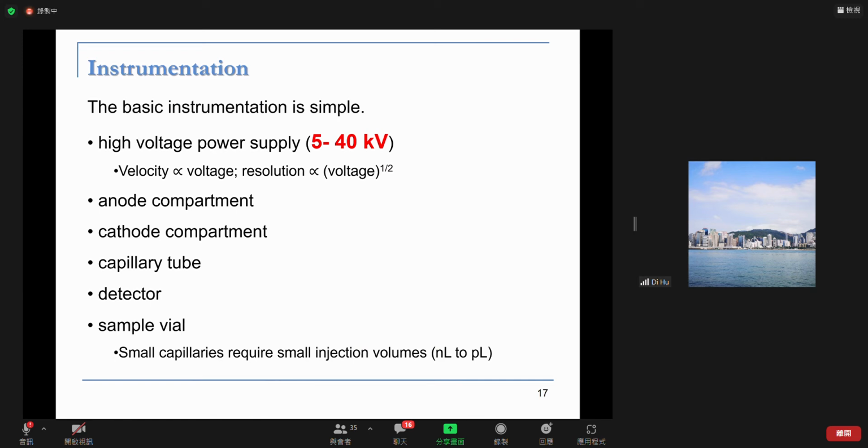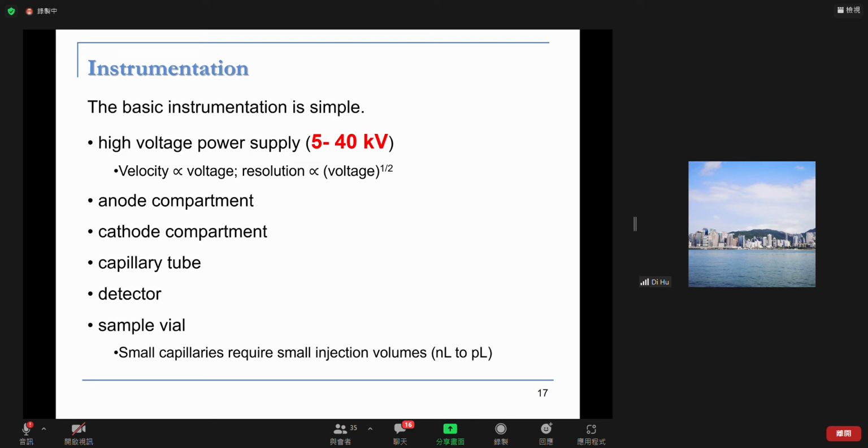That's all for the general part. Now let's move on to the instrumentation. The basic instrumentation of CE is so simple. You have already seen that figure several times, right? It has a high voltage power supply, about 5 to 40 kV. The voltage is proportional to the velocity, so higher voltage means higher velocity and faster migration time. Also the voltage is related to the resolution, so higher voltage can also give higher resolution.